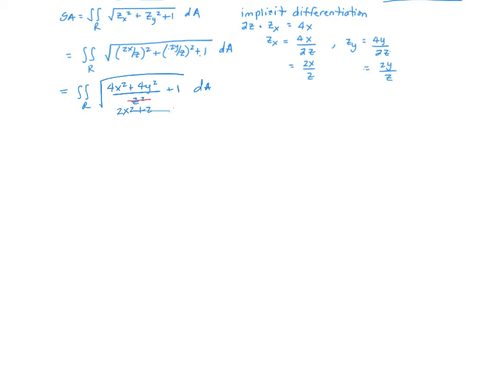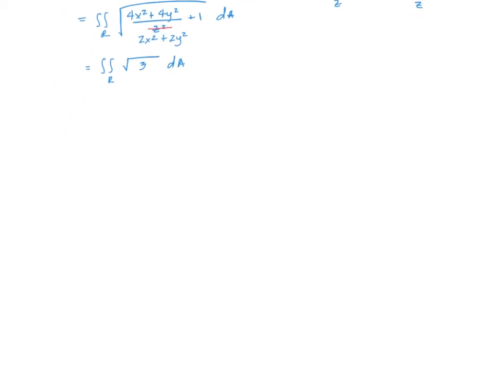So 2x squared plus 2y squared, because that's how z was defined, right? z squared is equal to 2x squared plus 2y squared. And the reason why I did that is because I can see with that fraction, it's just equal to 2. So this becomes the integral of the square root of 2 plus 1, or 3. And now I have a constant in my integrand.